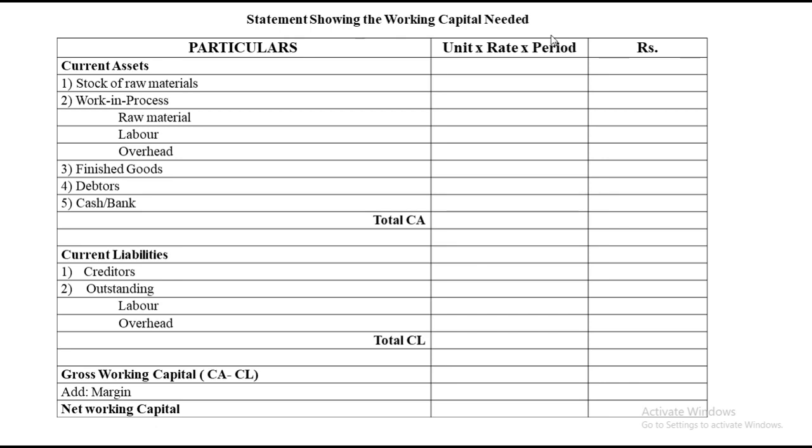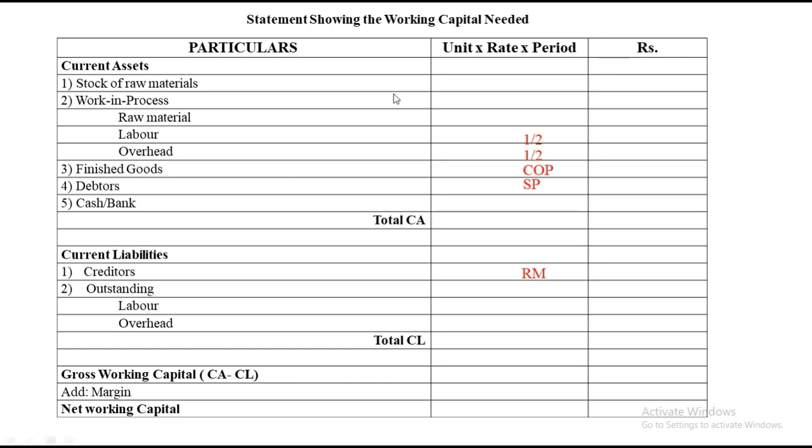And one more very important thing after noting the format, some rules. The rule is that for work in process, labor and overhead, whatever answer you get, we'll have to take half of that because the work is still not done. So labor and overhead under work in process will always be half.